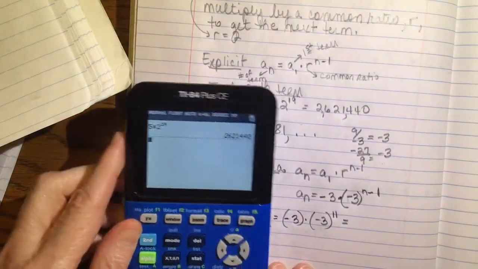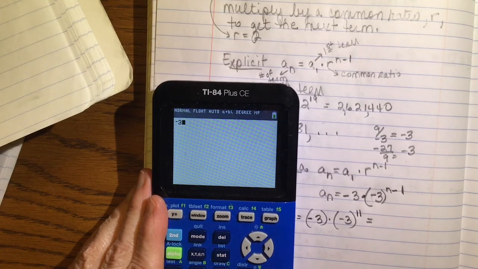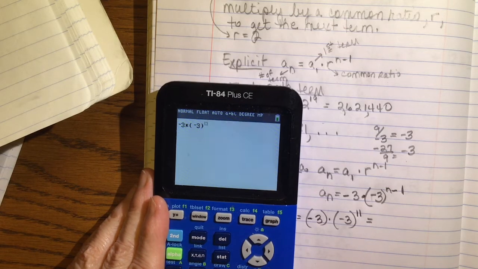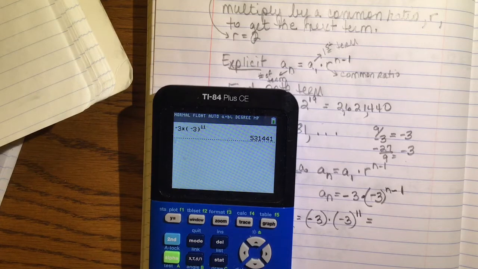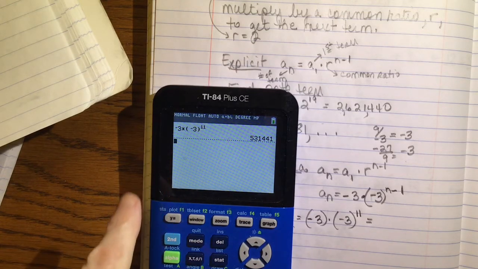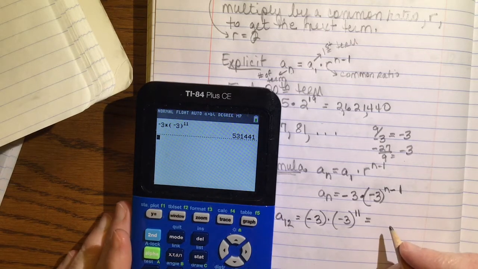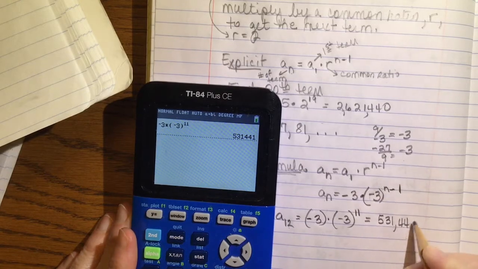But I'm going to do it just like it's set up. So I'm going to say negative 3 times, and then I'm going to put in parentheses my negative 3 raised to the 11th. And notice that I did get a positive number because you were multiplying negative 3s. You were multiplying actually 12 negatives. And so you end up with 531,441.